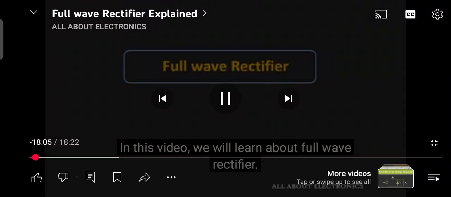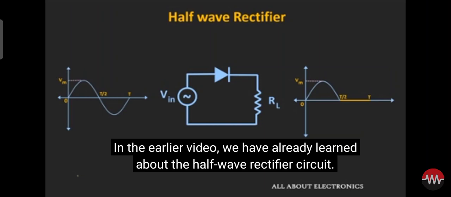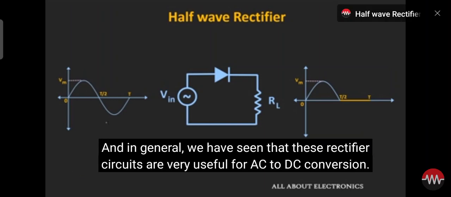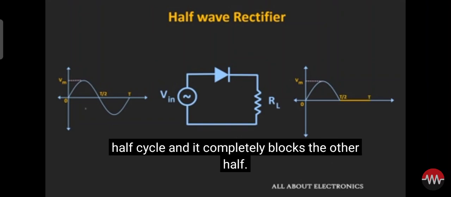We will learn about the full wave rectifier. In the earlier video, we have already learned about the half wave rectifier circuit. In general, we have seen that these rectifier circuits are very useful for AC to DC conversion. If we apply this AC signal to this rectifier circuit, then it only passes the positive half cycle and it completely blocks the other half.